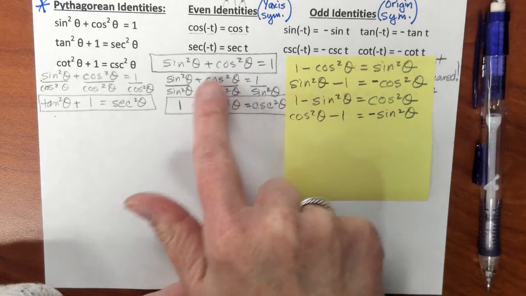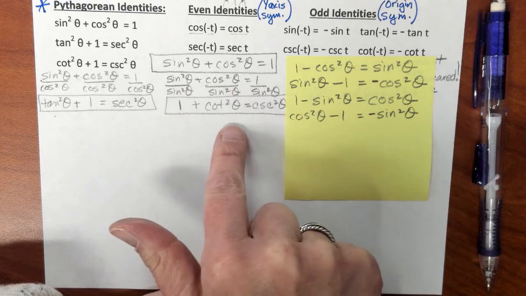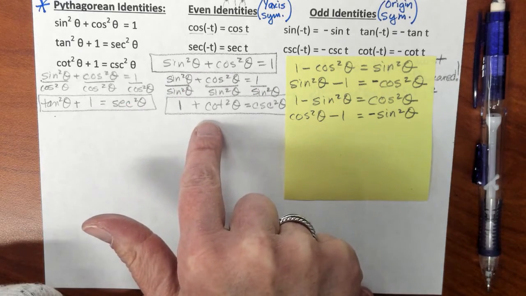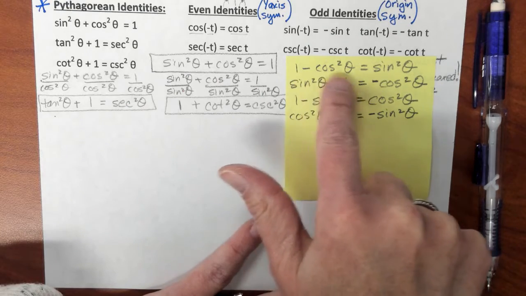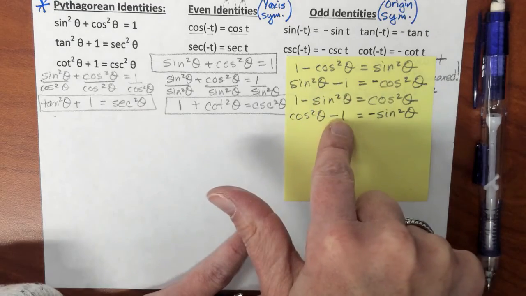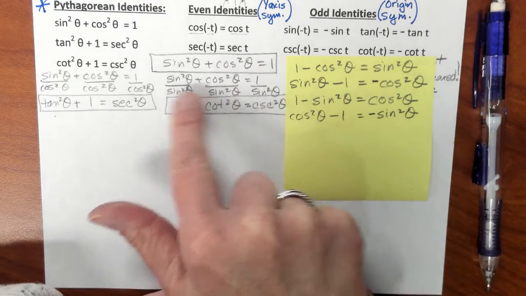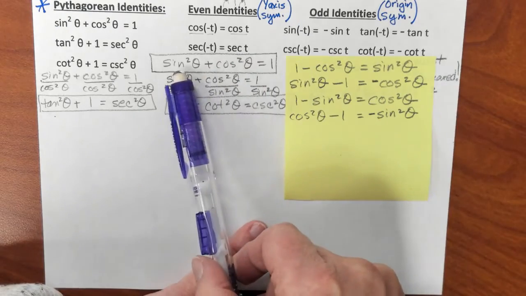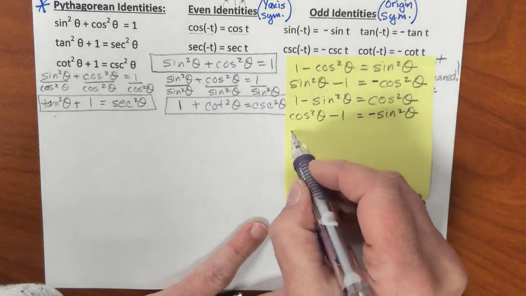If you see one of the terms that's squared, you need to see if you can use one of these identities. If you see 1 minus, or the value squared minus 1, you can think maybe I can use one of these identities. This is sine squared plus cosine squared.